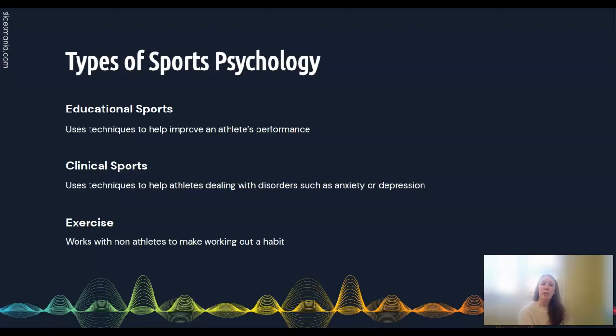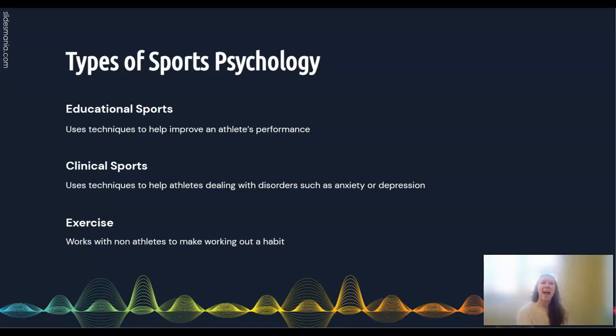So a clinical sports psychologist is just like a clinical psychologist. So this is going to be someone who is working with a clinical population. A clinical psychologist uses psychological techniques to help someone who is struggling with some sort of psychological diagnosis. So clinical sports psychologists are going to be providing that same type of care, but specifically for athletes.